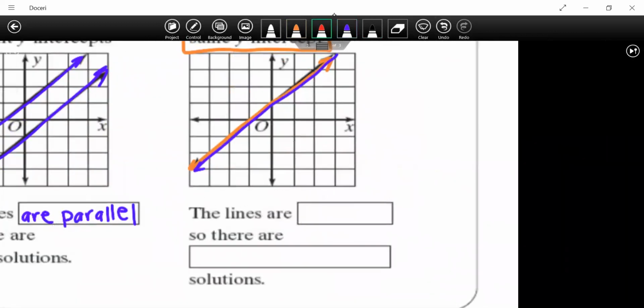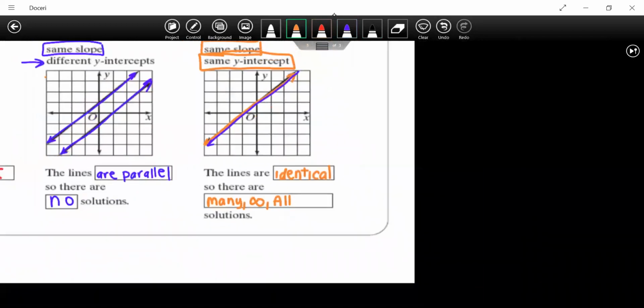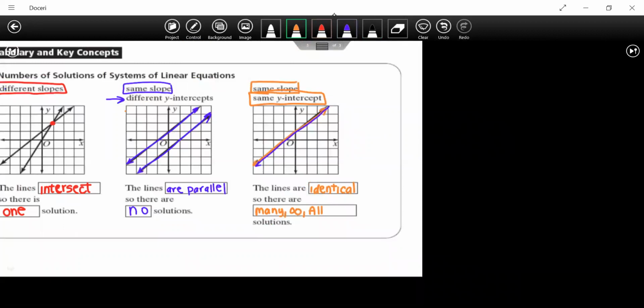So if the lines are identical, there are infinite. I'm going to put many. I'm going to put infinite, all, however you want to explain to me what it means. Infinitely many means no matter what value you plug in, it'll be the same. So we want to be able to look at these and identify the different types. Identifying the different types is going to be crucial.